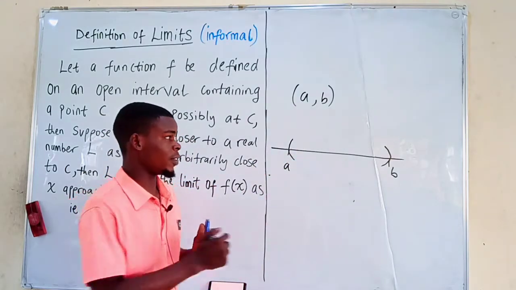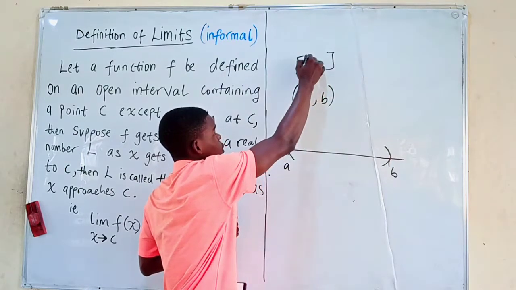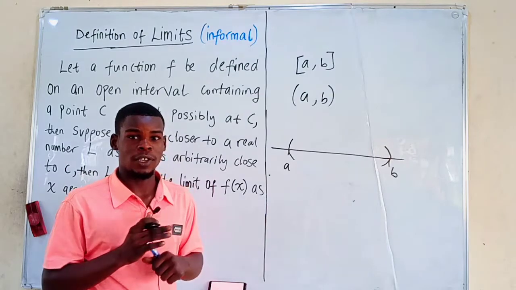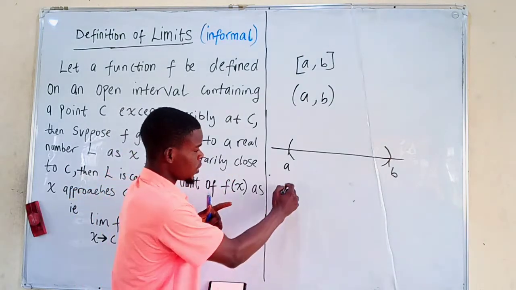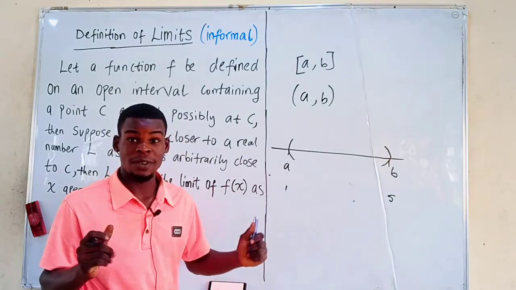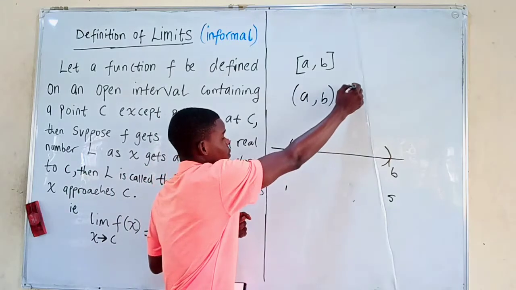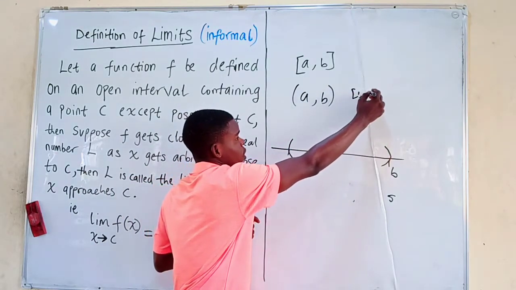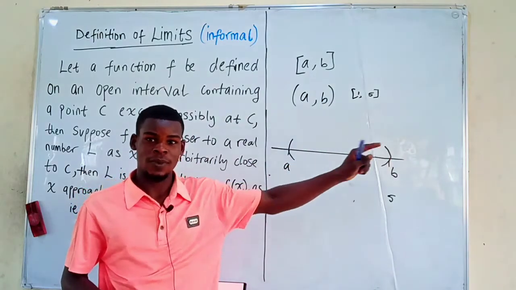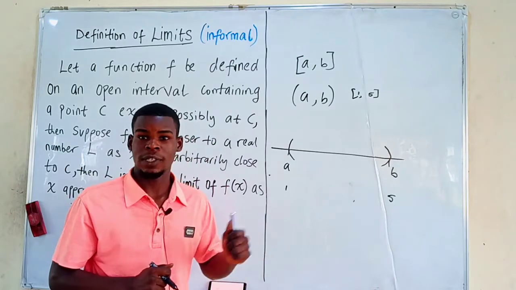A closed interval is going to use square brackets. In this case, the two endpoints A and B are included. So an open interval from 1 to 5 means every number between 1 and 5, but a closed interval from 1 to 5 means every real number starting from 1 all the way to 5. So that's just the difference between a closed interval and an open interval.